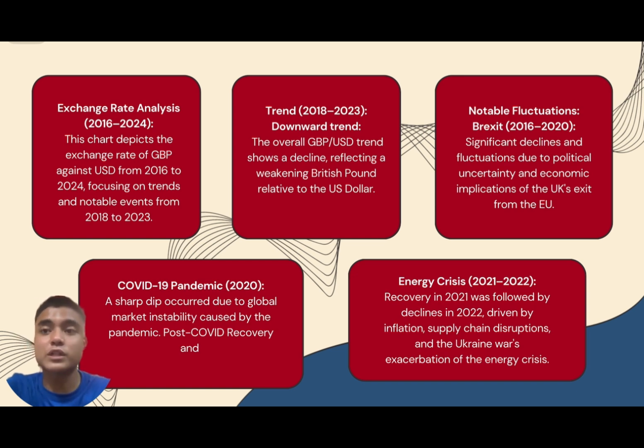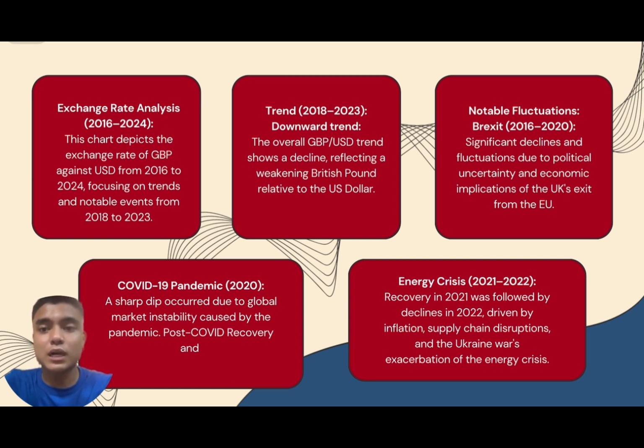Next is the trend of the GBP, which is a downward trend. The overall GBP against USD trend shows a decline, reflecting a weakening British pound relative to the US dollar. Other than that, the notable fluctuation was Brexit, which happened from 2016 to 2020, with significant declines and fluctuations due to political uncertainty and economic implications of the UK's exit from the EU. And what made the pound sterling worse was the COVID-19 pandemic, which happened in 2020.